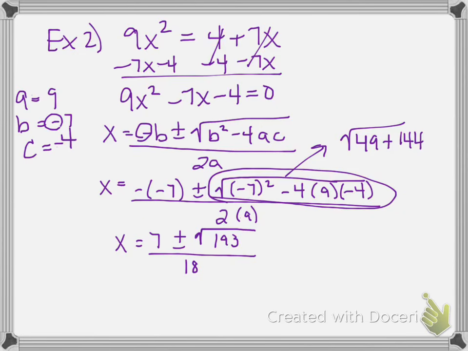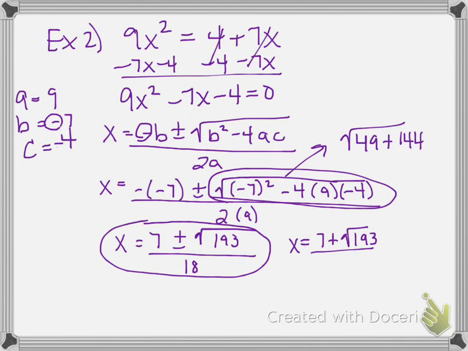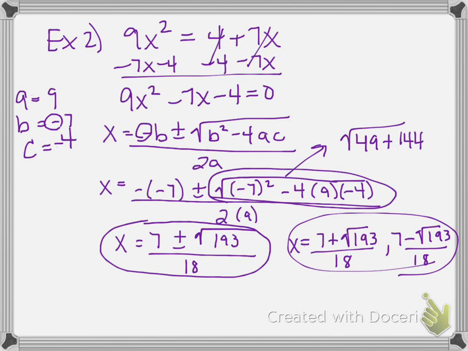So I'm done. I could circle this, or I could write that x equals 7 plus square root of 193 over 18 and 7 minus square root of 193 over 18. I could write it separately or I could just keep it together. Okay, either way is fine. So that's one that doesn't work out quite as nice.